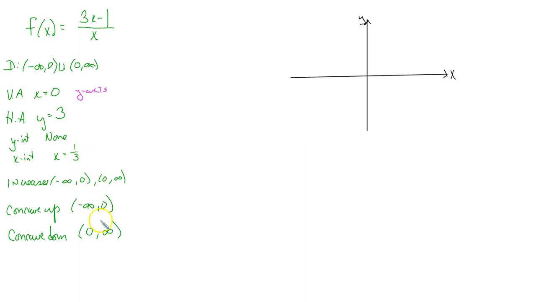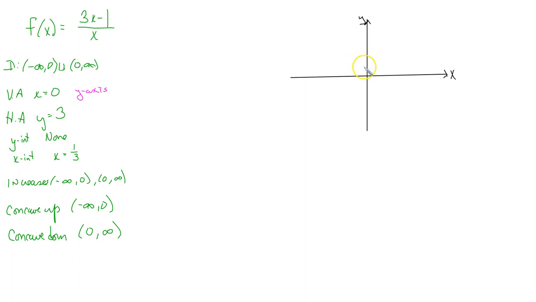And we know it increases everywhere, concave up, and then it changes to concave down. So in this case, our vertical asymptote is the y-axis, and I'm not going to actually draw it, but the graph is going to get close to it. I am going to put on here our horizontal asymptote.